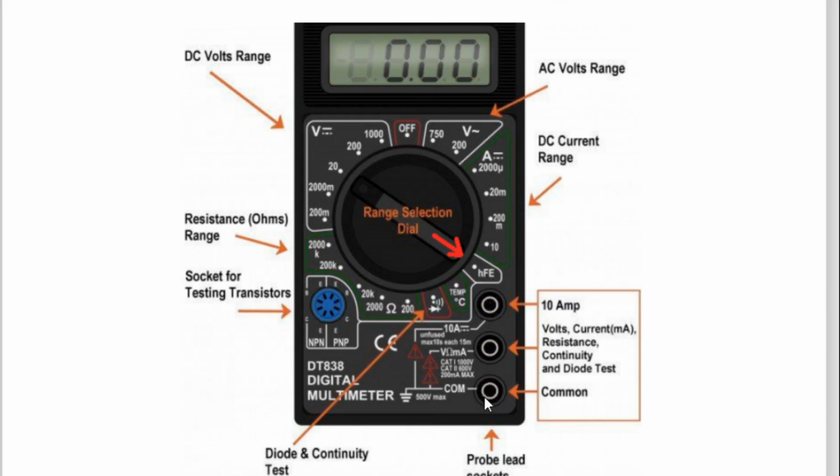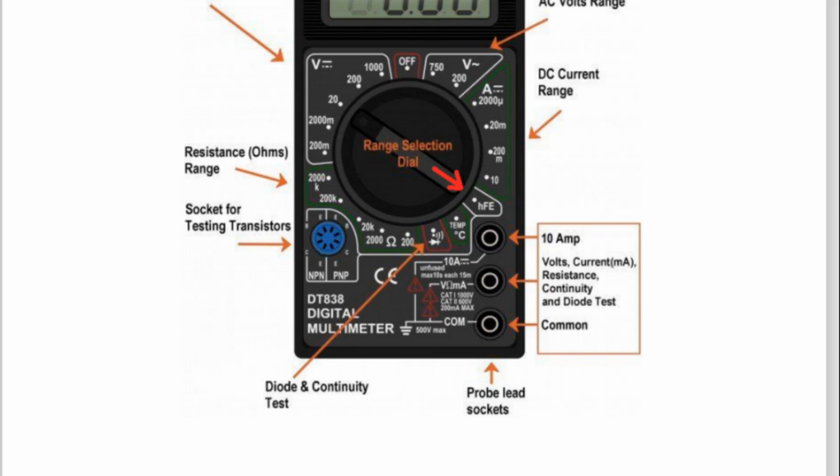This is the common where the black is to be inserted. In the common there should be a black, and here hold, current, resistance, continuity, diode test. Here the red probe should be inserted. So in this way, all these three are the probe lead sockets. And in the common, see here, common, there is a ground, that is black, and here there should be red.